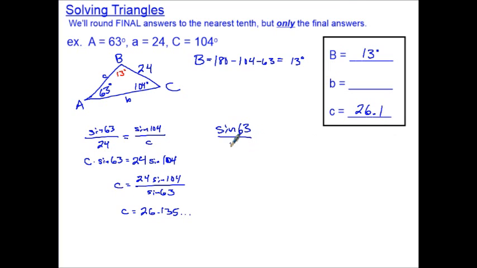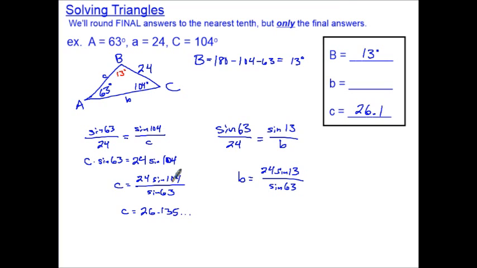So sine of 63 over 24, I'll put that on the bottom. And then, like I said, I have to kind of bite the bullet here and go with sine of 13 and put that on top of my lowercase b. Now doing basically identical cross multiplication steps, I eventually should get to b equals 24 sine 13 over sine 63. And you might be looking at that and saying, hey, that looks pretty identical, and yeah, it is. The only difference is I have a 13 here instead of the 104 in the last one.